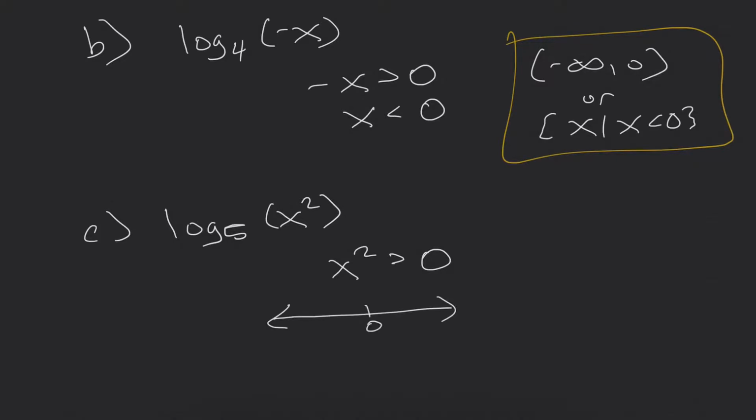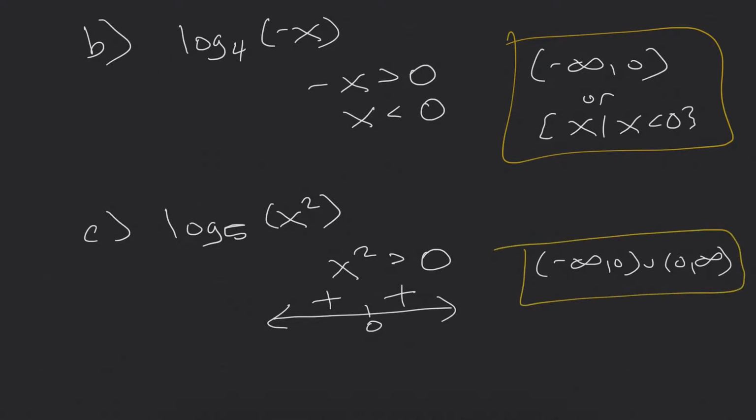That's a polynomial inequality. We use the number lines for those. If we plug in something to the left of 0, we get a positive. If we plug in something to the right of 0, we get a positive. And we're looking for positives here. We want positive numbers in these logarithms. So in this case, it would be negative infinity to 0, union 0 to infinity. The only place you get 0 is 0, so I did not include that. And then you don't get any negative numbers from x squared, so everything else is fine.